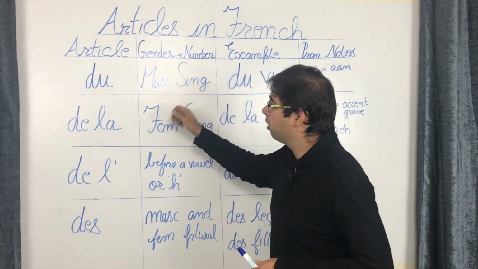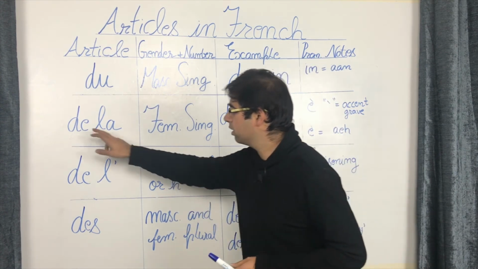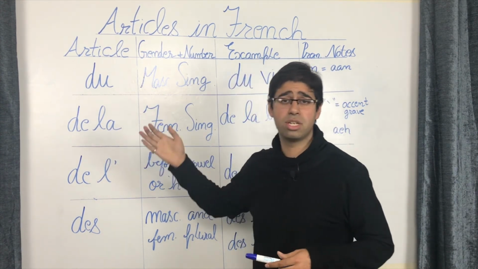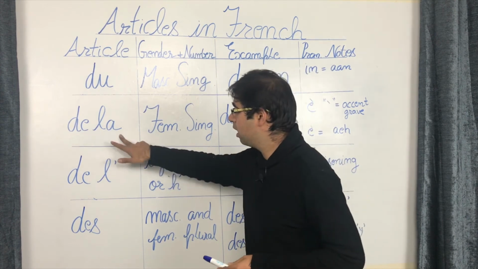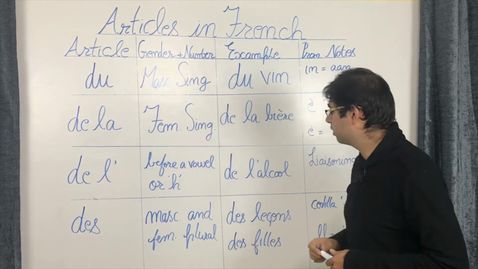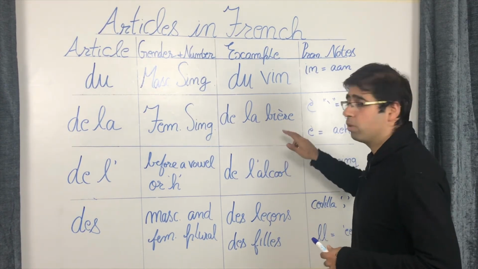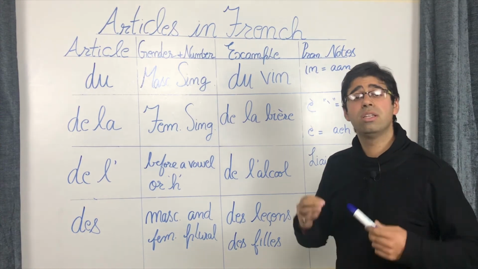In the masculine form, you've got du. Coming to the feminine counterpart over here, we've got de la. Now, it's pronounced just the way it's written. You've got de la working as the feminine singular in French for some. An example coming up, de la bière. Once again, that's de la bière, which in English would translate to some beer.